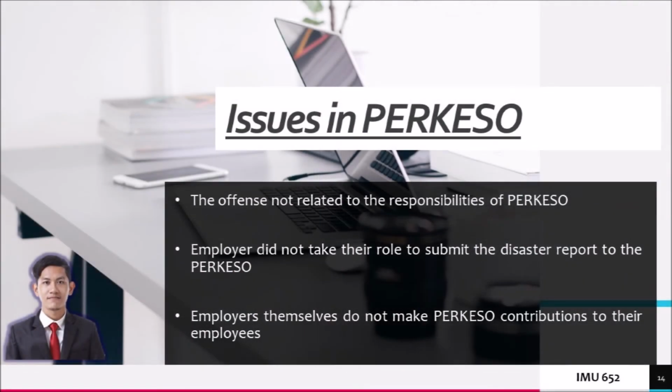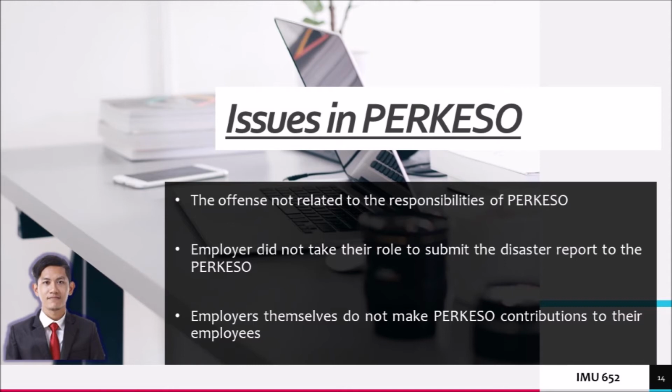Okay, now issues in Perkeso. Firstly, offences not related to the responsibilities of Perkeso. Among other problems related to unlicensed vehicles, wrong way offences that lead to a car crash should be referred only to the police and a police report must be made, because Perkeso will only cover the cost of the employee only.